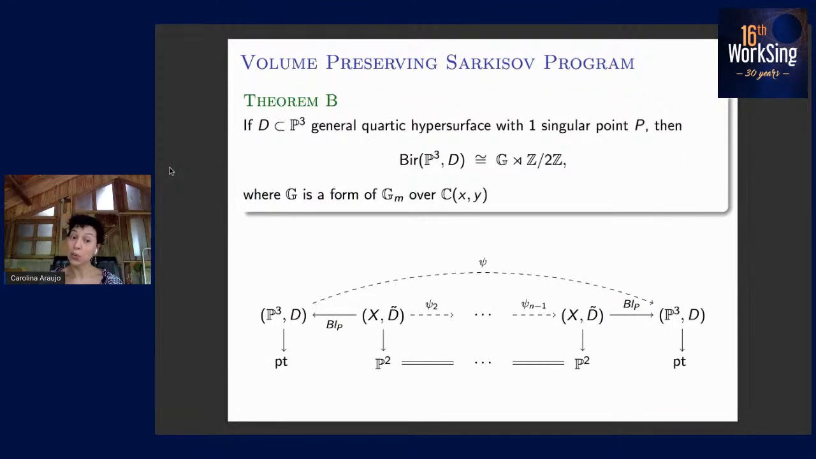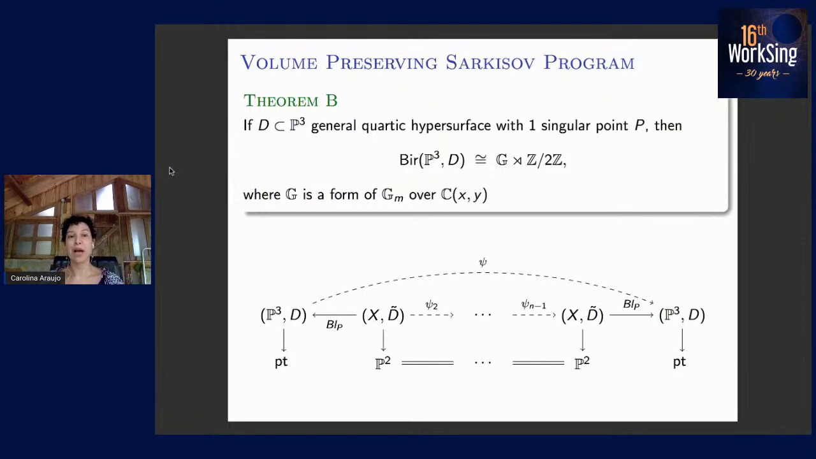So we have to understand the surface well, and each link will restrict to a certain birational map on the surface D tilde, and knowing the geometry of the surface, we will have enough restrictions to prove a theorem like this. So this is the idea of the proof of our theorem B.